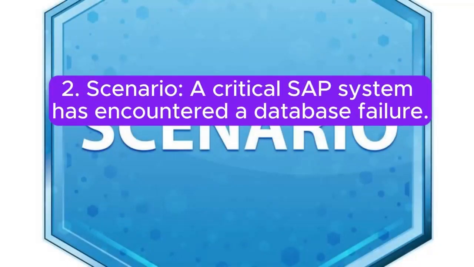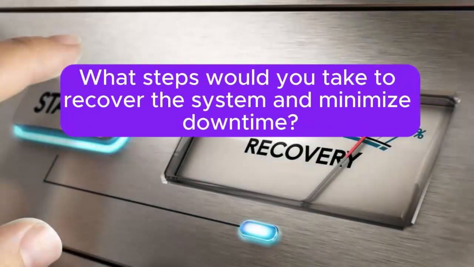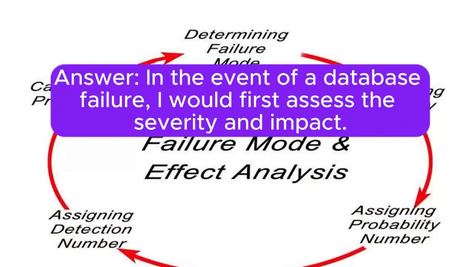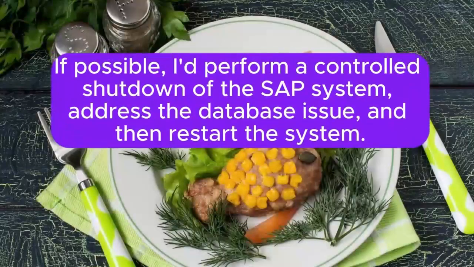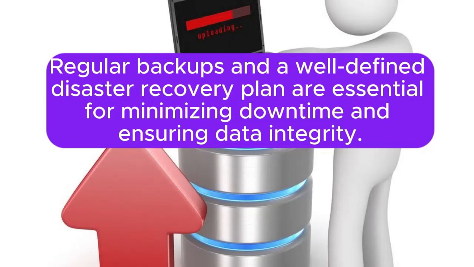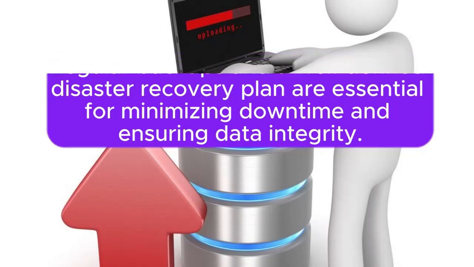2. Scenario: a critical SAP system has encountered a database failure. What steps would you take to recover the system and minimize downtime? Answer: in the event of a database failure, I would first assess the severity and impact. If possible, I'd perform a controlled shutdown of the SAP system, address the database issue, and then restart the system. Regular backups and a well-defined disaster recovery plan are essential for minimizing downtime and ensuring data integrity.